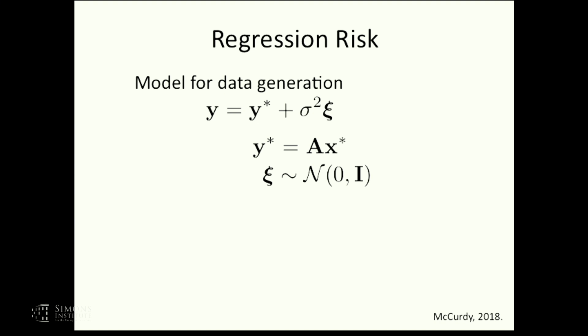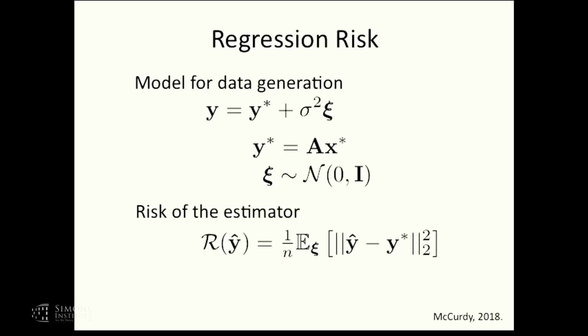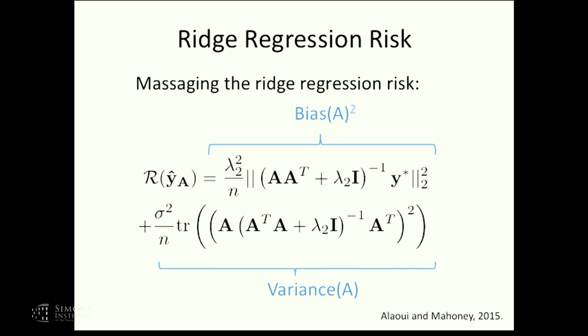And so if you have a model for data generation where you don't actually observe y, which is this function of coefficients x times your matrix A, but you observe a noisy version of it, you can calculate what the risk of the estimator is for ridge regression. And my question was, well, what if I use my submatrix C to do ridge regression rather than my full matrix A? What sort of error do I get? And so other people have done a really nice massage of this ridge regression risk. And it goes, as you might expect, into two terms, a bias term and a variance term.